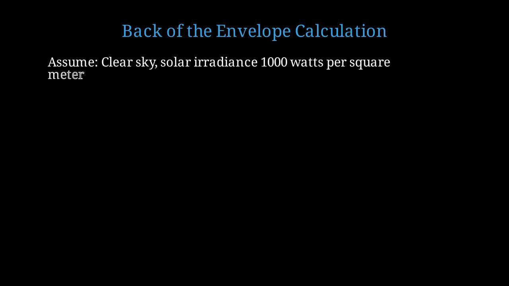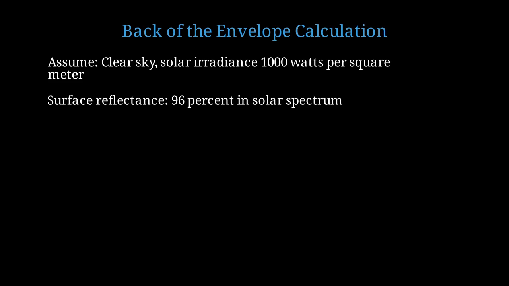Let's assume clear sky conditions with solar irradiance of 1,000 watts per square meter at noon. Our engineered surface has 96% reflectance in the solar spectrum. That means only 4% is absorbed. The absorbed solar power is 0.04 times 1,000, which equals 40 watts per square meter.